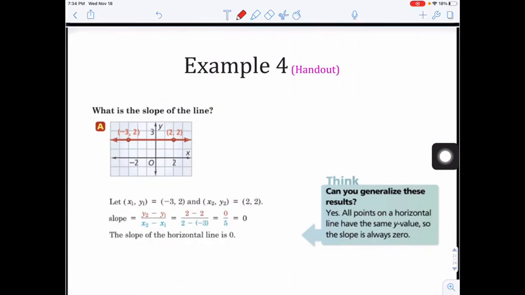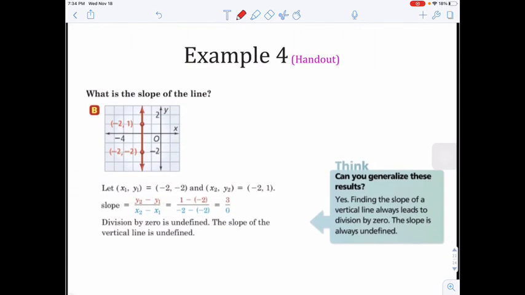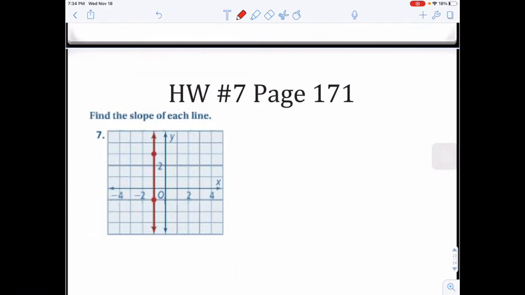The work for these is written out on the next slide using the points for both part A and part B. And now I would like you to try number 7. So find the slope of this line.